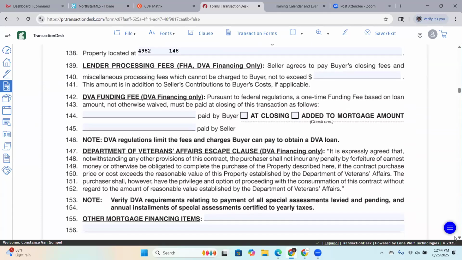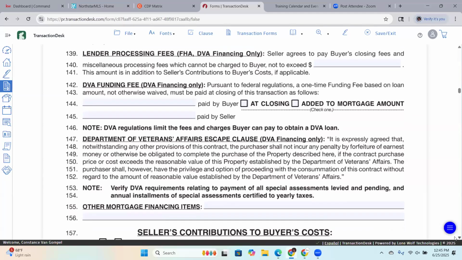Lender processing fees, once again, that is for FHA and VA financing, where a seller will agree to pay buyers closing fees, miscellaneous processing fees, which cannot be charged to a buyer and not to exceed. So if you're within that, talk to the lender, find out what those fees are, find out about how much they are, so that you can put them in there. I've not run that in the past. I'm not sure how many other agents have.